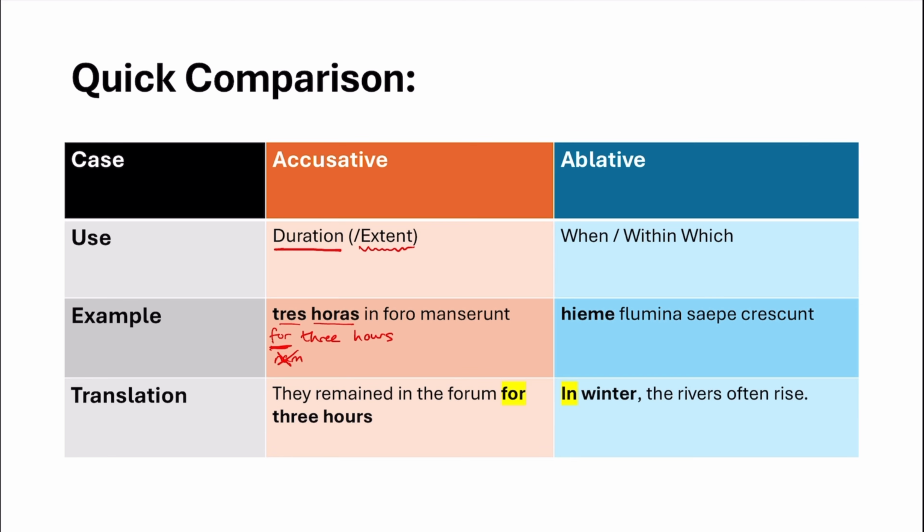And similarly, if you look at the ablative, it means when or within which. And so here we have in winter, hieme, and again, there is not a word for in. So just hieme in the ablative. The rivers often rise. So time when. In winter tells you when we are having the rivers rising.